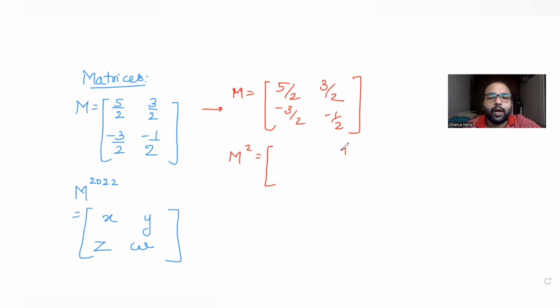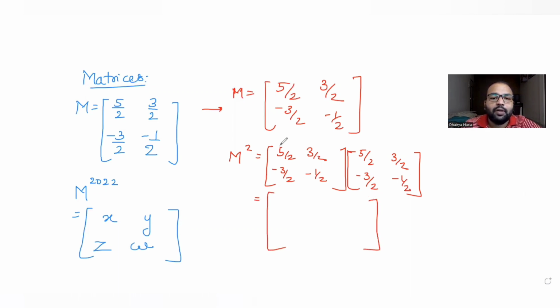If I first find the square of the matrix 5/2, 3/2, -3/2, and -1/2, multiplying this same matrix two times, let's see what I get. It becomes 5/2 into 5/2, so 25/4, and 3/2 into -3/2, so 25/4 minus 9/4, that is 16/4, so it becomes 4. Next, 5/2 into 3/2, so 15/4, minus 3/4, so 12/4, that is 3.